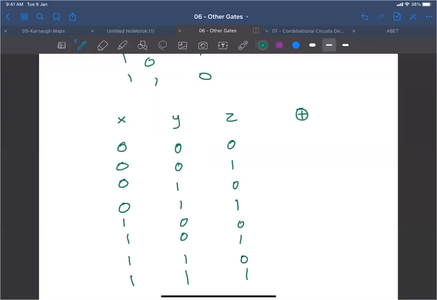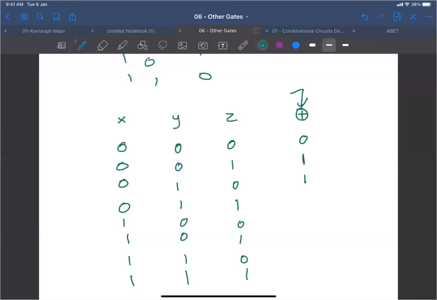Now, in order to calculate the XOR, you can use associativity. You calculate the XOR of these two, and then you XOR the result with Z. So the XOR of these two is 0, and 0 XORed with 0 is 0. Now this is 1, because 0 XORed with 1 is 1. 0 XORed with 0 is 0, and XORed with 1 is 1. Next it is 1 again.